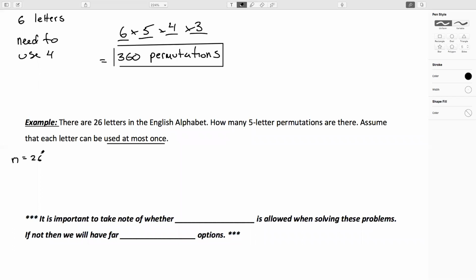So if we've got 26 letters to choose from, and we're making 5-letter words, we draw 5 blanks, and we fill in our number of options for each blank. The first letter, we can use anything, so there's 26. The next letter, we can use 25, then 24, and 23, and 22. If we multiply all those together, we can make 7,893,600 possible permutations. That's a lot of words, and that's only 5-letter words, and that's only using each letter once.